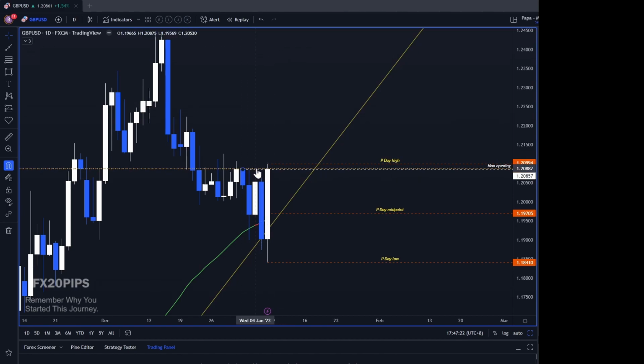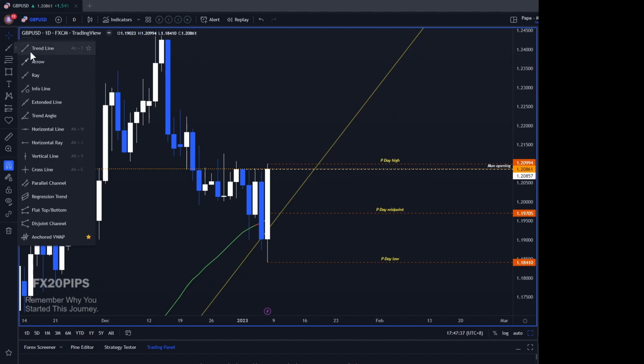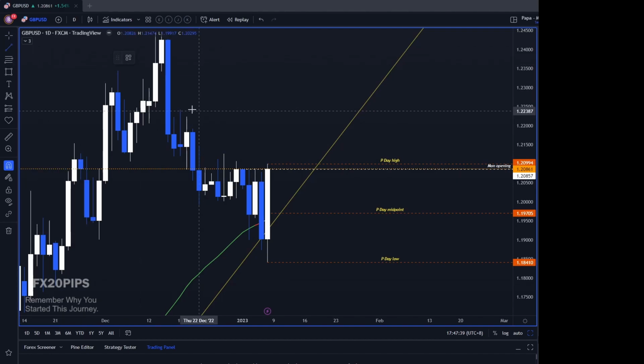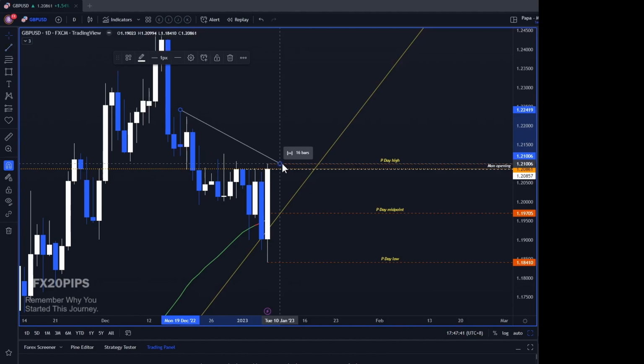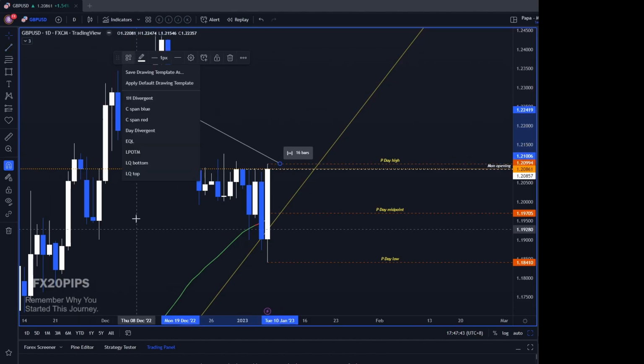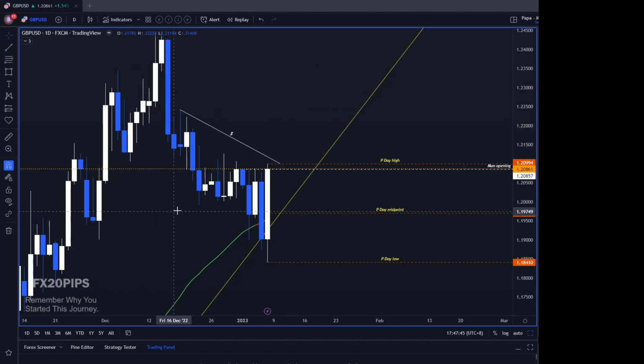So what are we expecting? What I want to see is a continuation of a bullish candle on Monday or Tuesday, so that we can actually take out some liquidity here. These are all liquidity here.